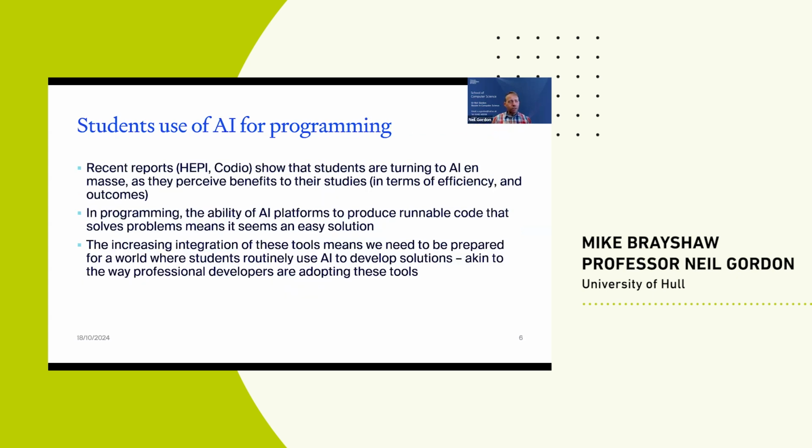And we're seeing that students are using this. So the Higher Education Policy Institute here in the UK, and Codio, an American company that have a programming platform, and many universities here in the UK use that platform. We don't, we have a bespoke one, but it's similar. They've done some research with students using Codio, computer science students, particularly in America, but it reflects the same experience we have here in the UK. And students turn to AI because they see the benefits in terms of efficiency and outcomes. And again, how far that's ethical, how far that challenges academic integrity, goes back to the previous talk.